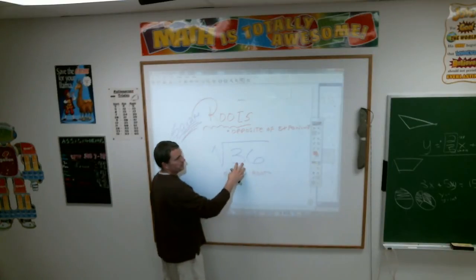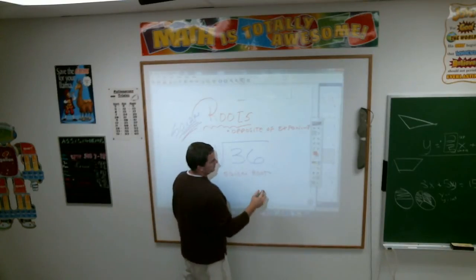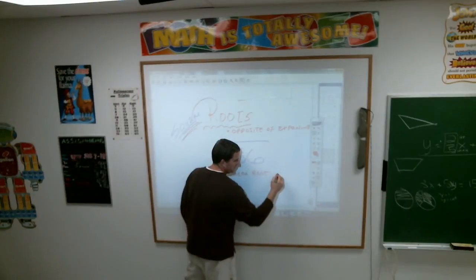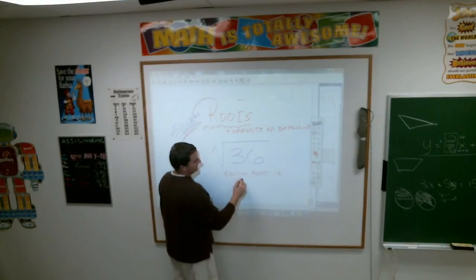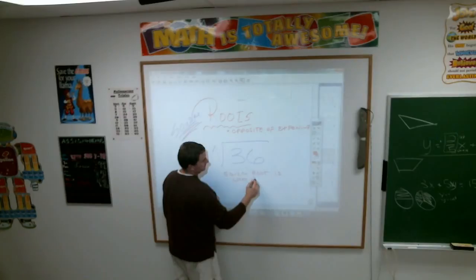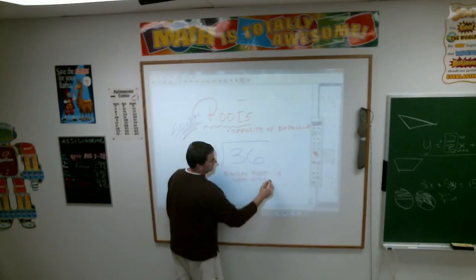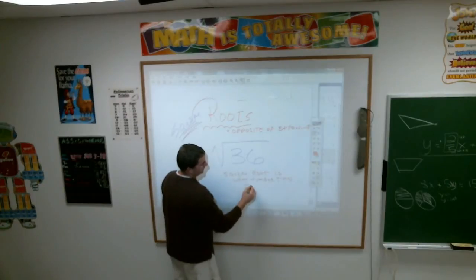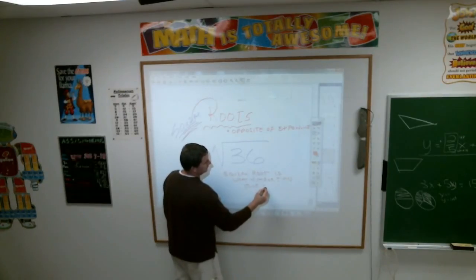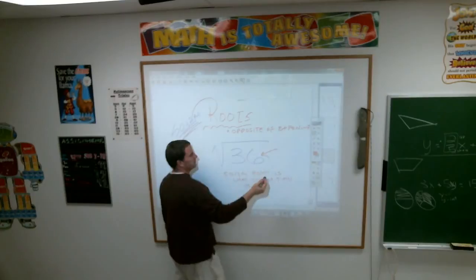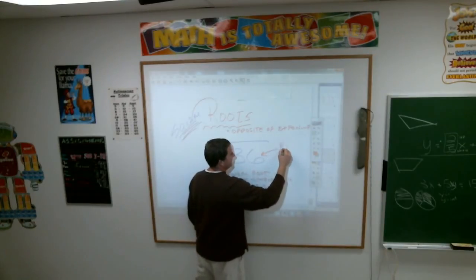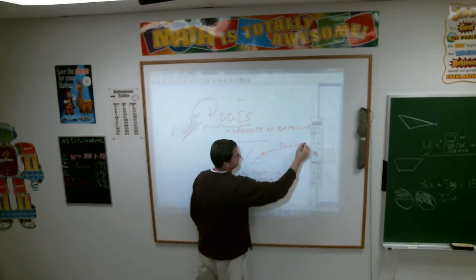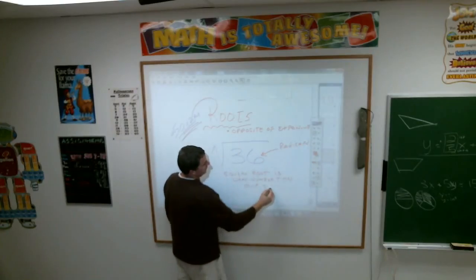When it's a square root, you would say this: what is the square root of 36? The square root asks, what number times itself equals, and this number right here is called the radicand, equals the radicand.